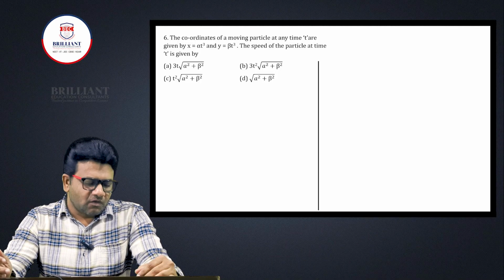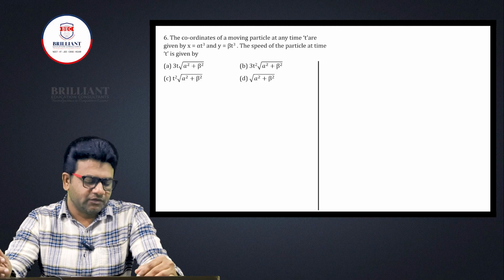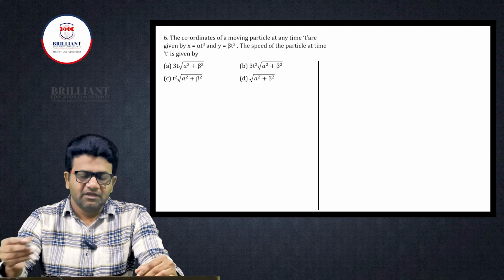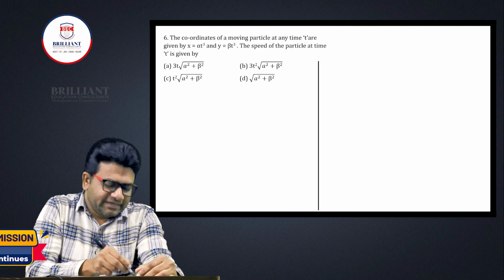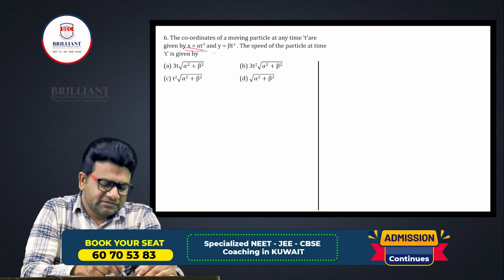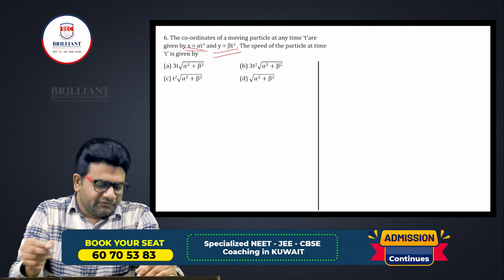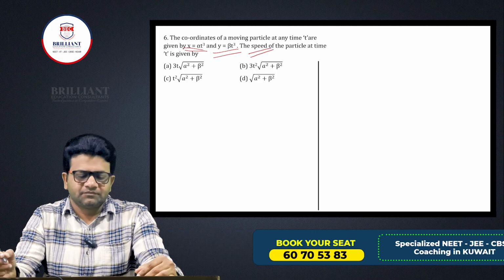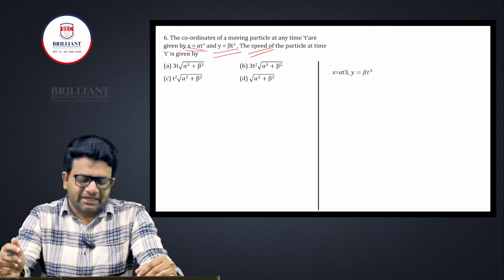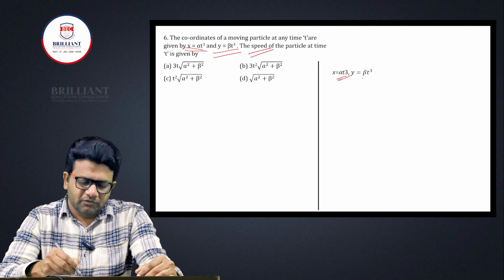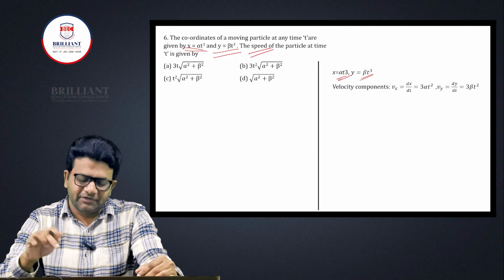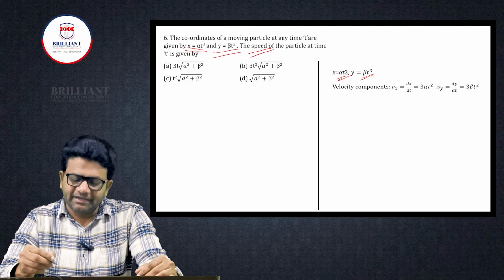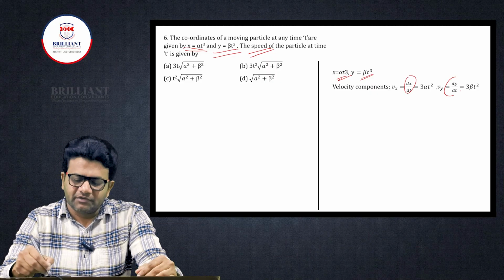The coordinates of a moving particle at any time t are given by x equal to alpha t cube, y equal to beta t cube. The speed of the particle at time t is given by? So in the question you can see that x is given as alpha t cube, y is given as beta t cube. We have to find out the speed. So from x equal to alpha t cube, y equal to beta t cube, we get the velocity.